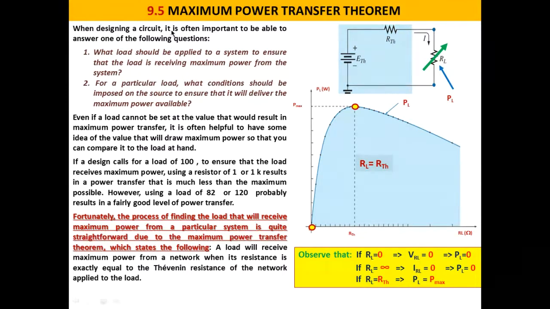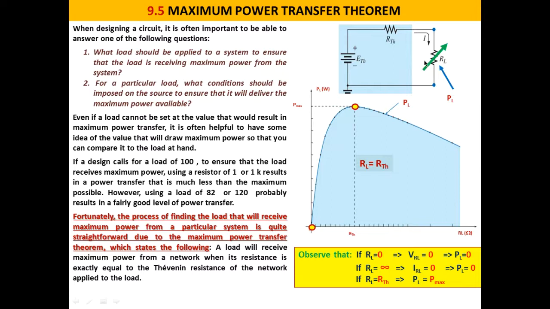So when designing a circuit, it is often important to be able to answer one of the following questions. What load should be applied to the system to ensure that the load is receiving maximum power from the system? I have answered this question. My question is, how can we set RL to get the maximum power absorbed or transferred from the network to this load? Because we are interested to have the maximum power. The maximum power means the maximum heating, the maximum lighting, whatever.